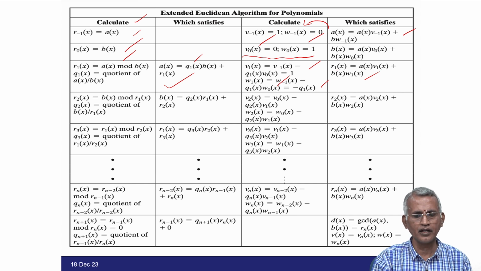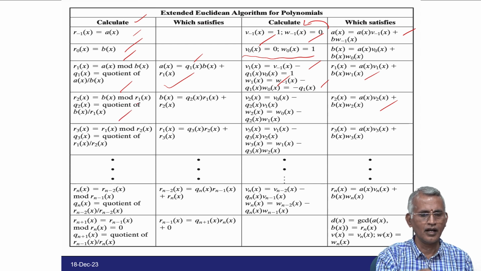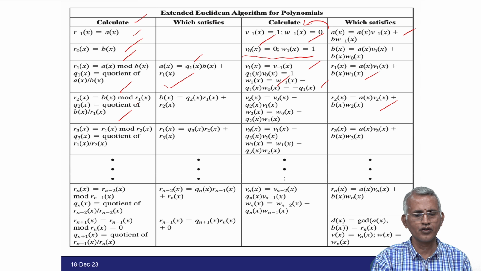So, proceeding in this way, we have r2 of x equal to a of x into v2 of x plus b of x into w2 of x. If r2 of x is identically equal to b of x under modulo r1 of x, therefore q2 of x is the quotient of b of x divided by r1 of x, and then b of x equals q2 of x into r1 of x plus r2 of x is the corresponding equation, so that we have r2 of x equal to a of x into v2 of x plus b of x into w2 of x.